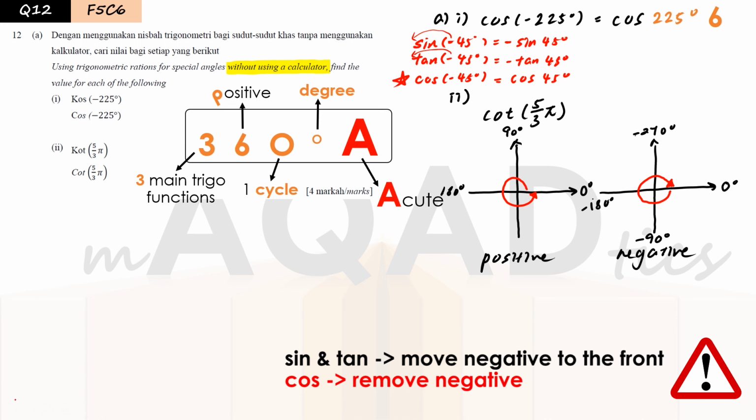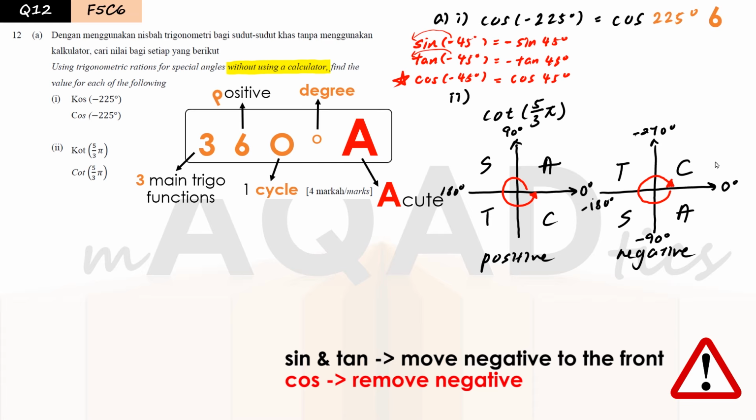And if we apply the ASTC here, A will be starting here for the positive graph, ASTC. But for here, it's the other way around also. So instead of A on top, they will start A at the bottom, so it will be ASTC.